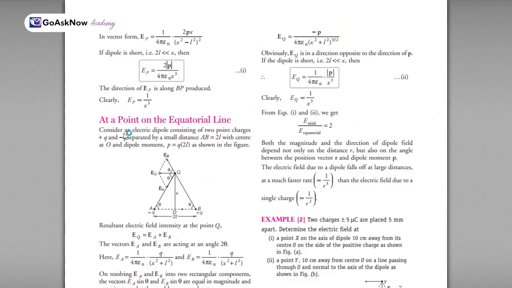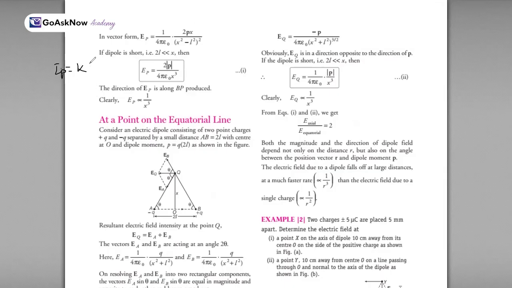So here it is said that in vector form, EP is equal to the field we have calculated previously. In vector form, how can we write that? EP is equal to K into 2px upon (x square minus L square) whole square. And if a dipole is very short, then 2L is very less than x. Why? Because the dipole is very short, so the 2L distance is very less than x. Then this term, that is EP, will become what?